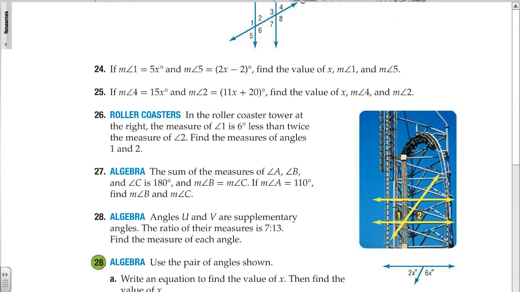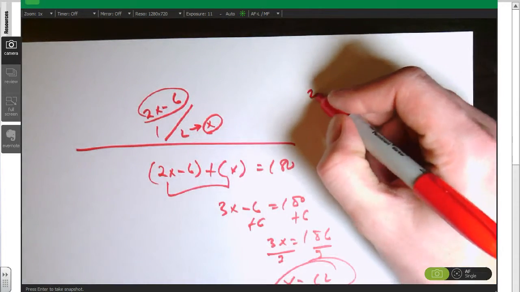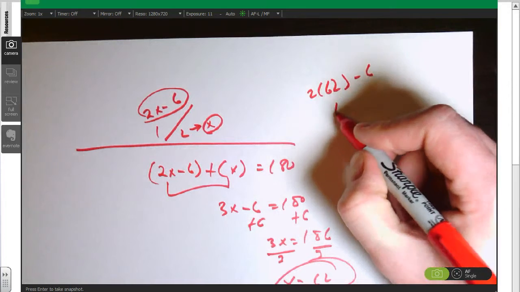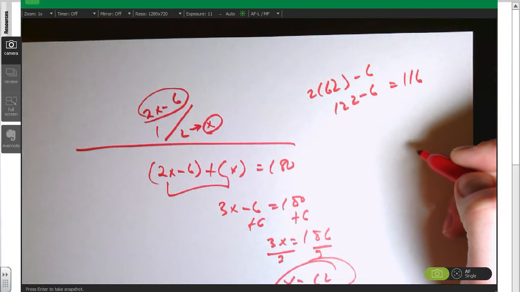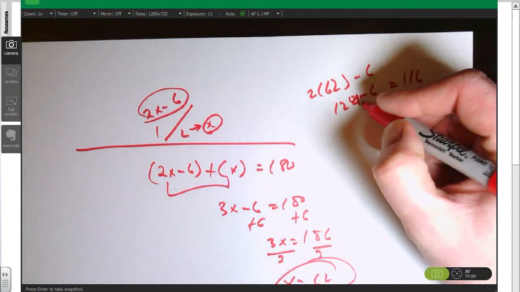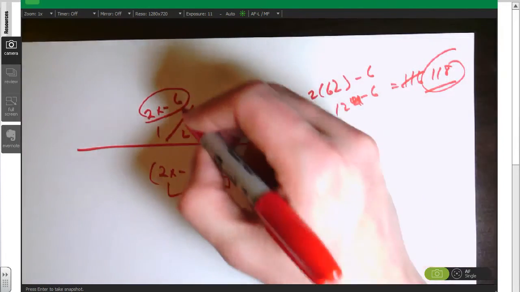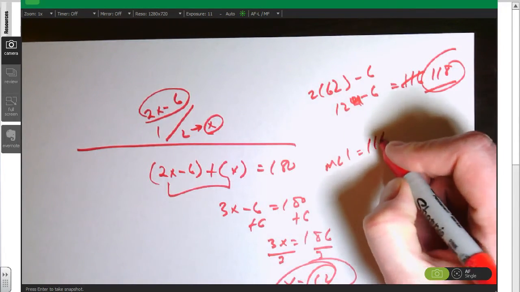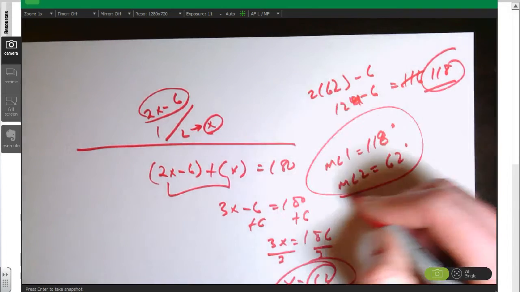And then what are they asking us for? They're just asking for x. No, find the measures of angles 1 and 2. Okay. So angle 1 is 2 times 62 minus 6. So 122 minus 6 is 116. And then this guy is 62. Did I mess something up? Doesn't seem right. Oh, it's 124. Silly me. 124 minus 6, which is 118. And this guy is 62 as well. So angle 1 is 118. Measure of angle 2, 62. There we go.